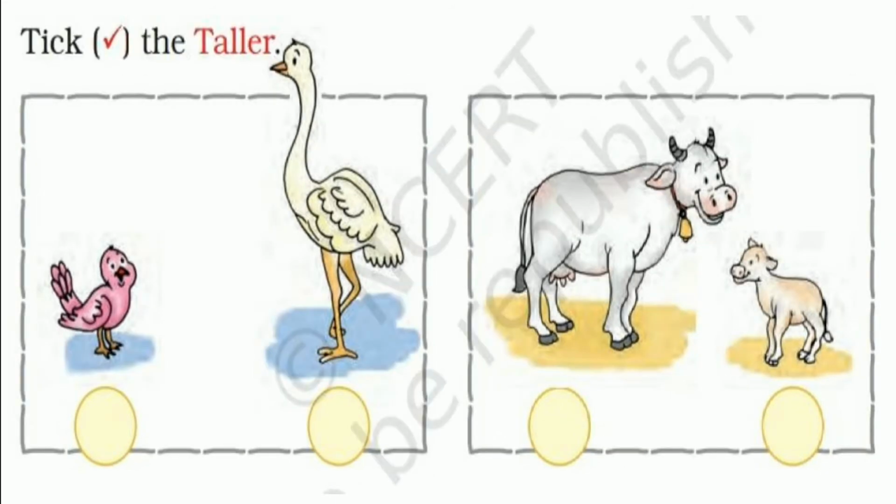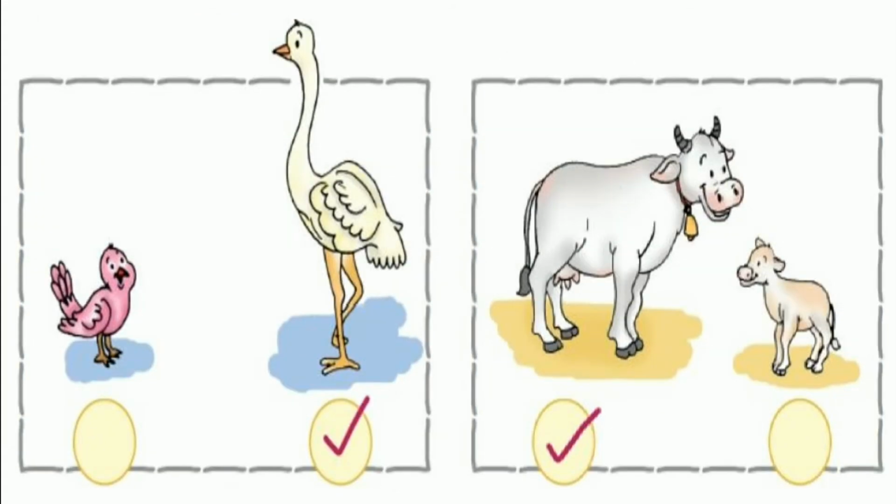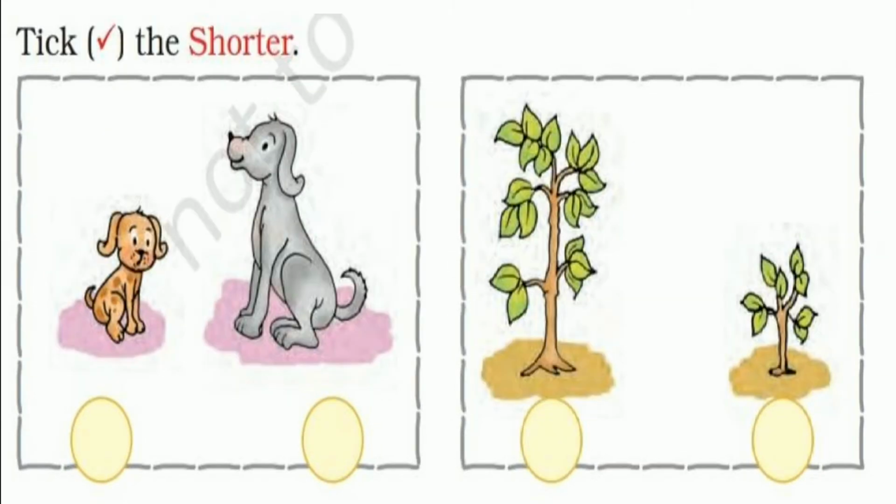Next, children, here you can see a cow and a calf. Calf is young one of a cow. So, which is tall, cow or calf? Yes, cow is tall, right? So, cow is taller than calf. We shall take cow. Next, take the shorter.